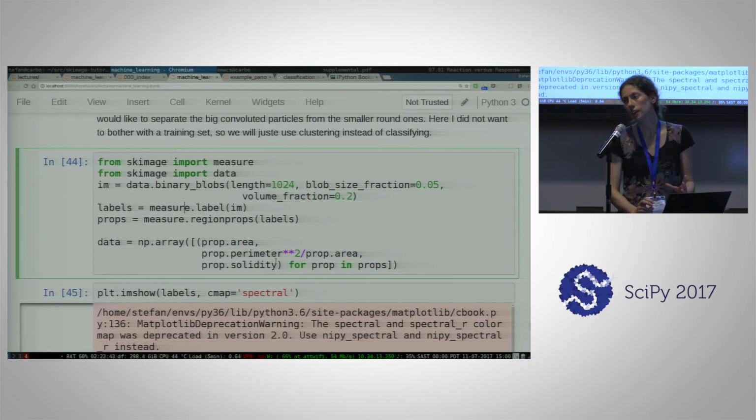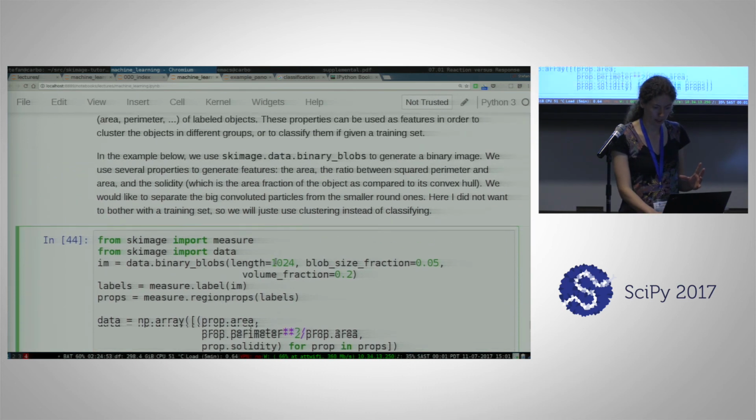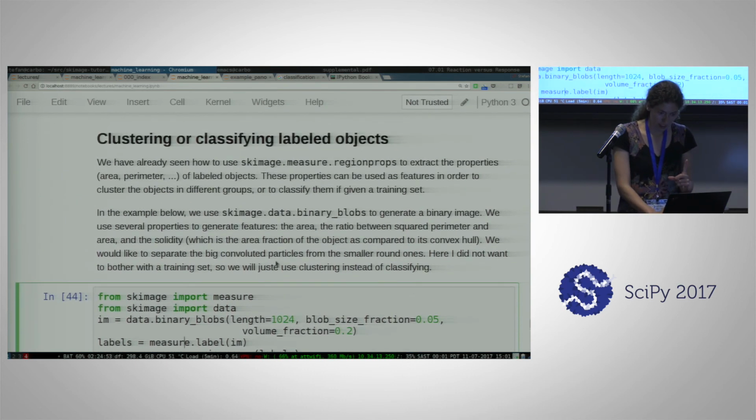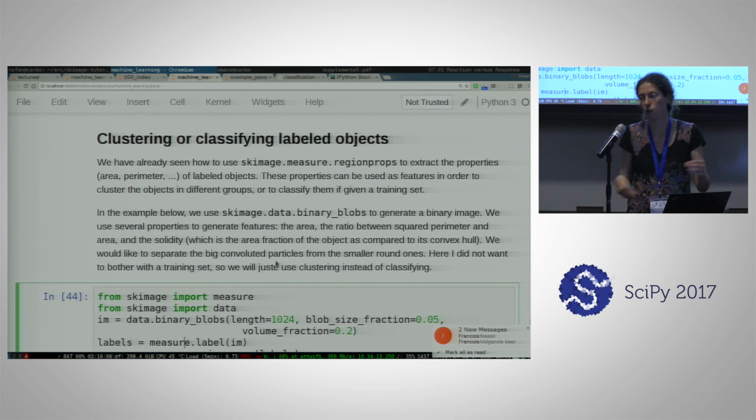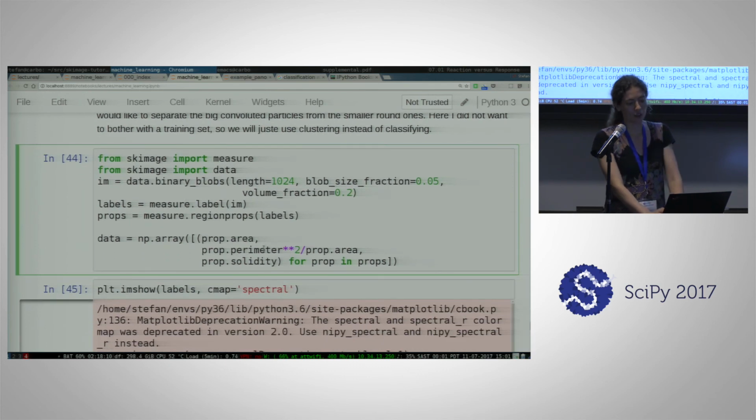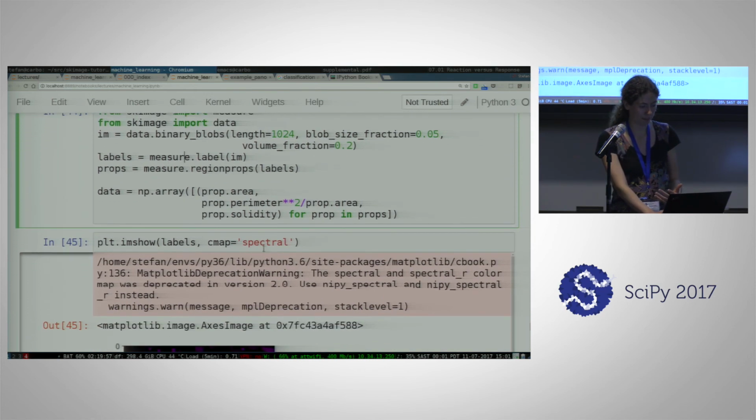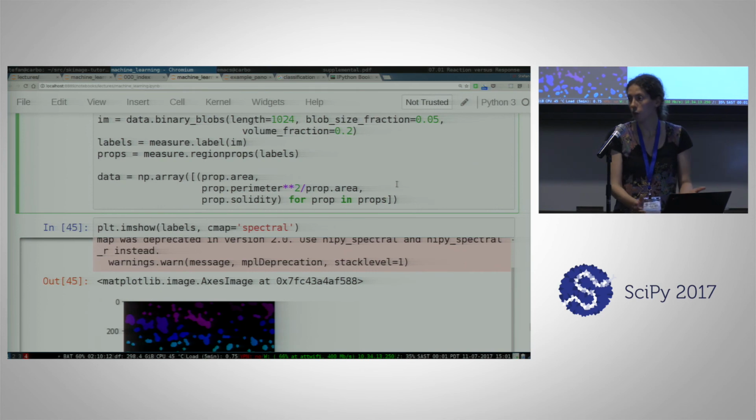So the solidity, it's a ratio between, so what's the solidity? I know I defined it here. Yeah, it's the area fraction of the object as compared to its convex hull. So if it's really not convex, with a lot of convolutions, it will have a low solidity. And so we take the area, the ratio between squared perimeter and area, which will vary whether your object looks like a disk or not, and the solidity. And so there you go, you have an array of features. Each of these properties is a feature, and each of the objects is a sample.